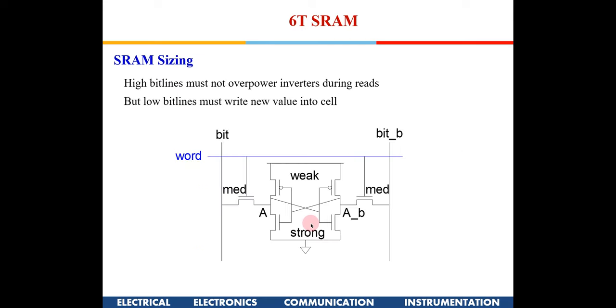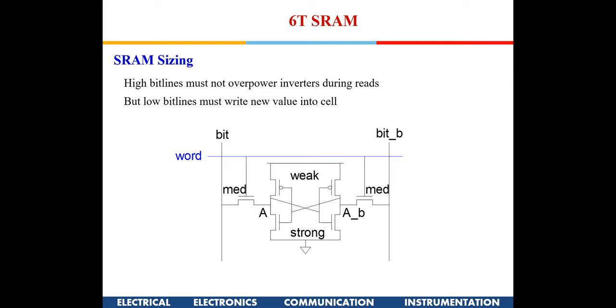Sir, I have a question. Yeah, tell me. Regarding this slide, for both read and write operations, this is valid for both, right? Let's say my bit is 1 and bit bar is 0. Initially, like the first slide you showed, the memory cell contains zero. So that means A is zero and A bar is one. Now I want to write one in it.